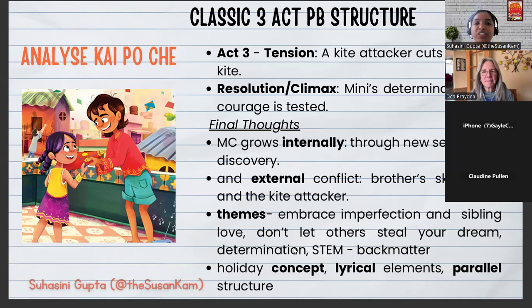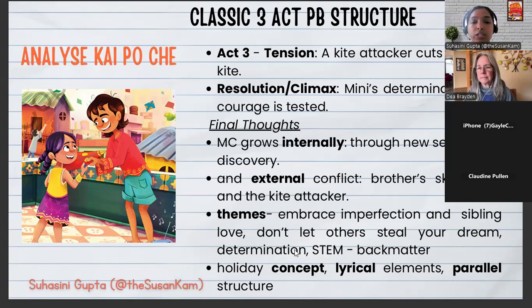So the final thought: the main character is going to grow internally through a new self-discovery, and the external conflict will be resolved, like the brother's skepticism and the kite attacker. The themes it portrays are: embrace imperfection, sibling love, don't let others steal your dream, be determined, and there is a STEM back matter.